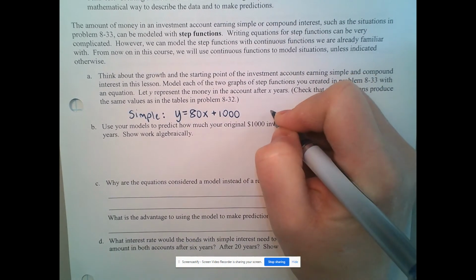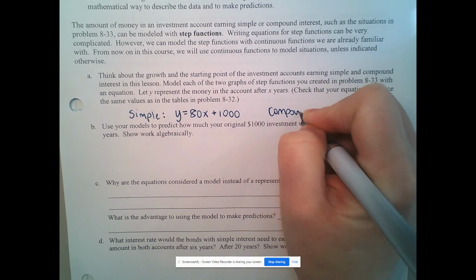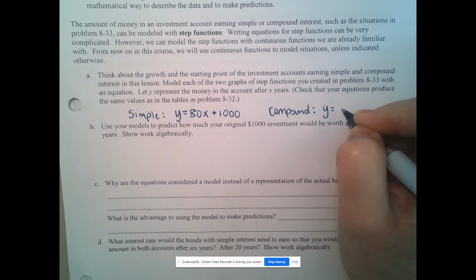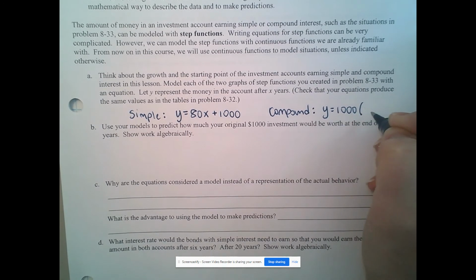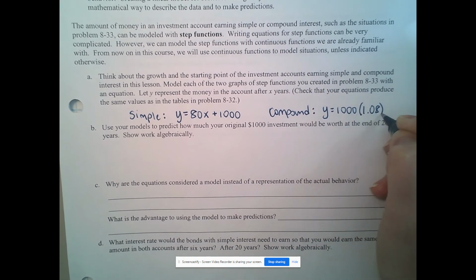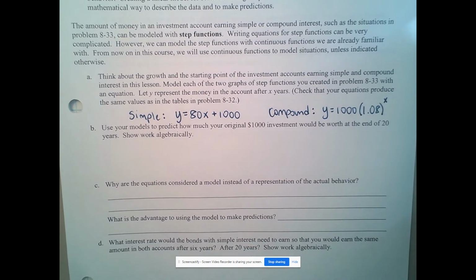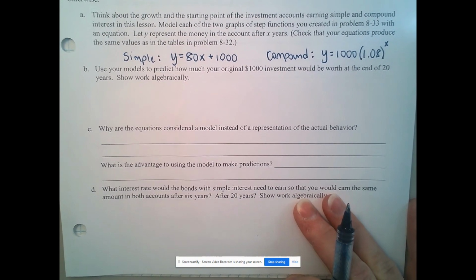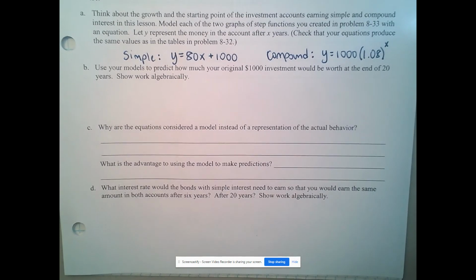Then if we had the compound interest, that one we said was exponential. So it is going to be y equals the initial value of $1,000. Our multiplier was 1.08 because we keep all of our money and an additional 8%, which is the 0.08, to the x power, and that is our exponential or repeated multiplication form. Use your models to predict how much your original $1,000 investment would be worth at the end of 20 years. So let's just say you have a grandparent that's going to put money in the account when you're born, and you're allowed to take it out when you turn 20, and they put $1,000 in.